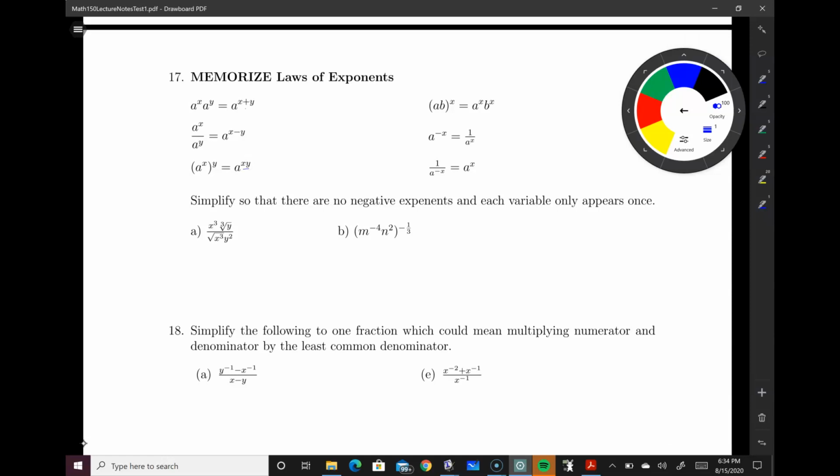If it's (ab) to the x, you can distribute these exponents. A to the negative x gives me 1 over a to the x. A to the negative x on the denominator moves it up. All right, so just playing with it.